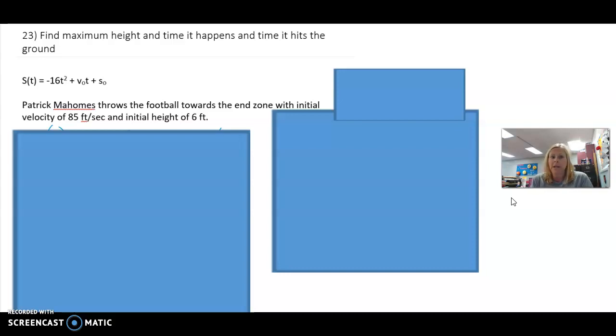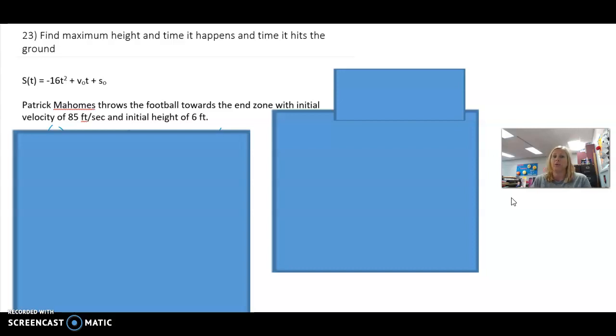Okay, the formula here, remember that I will give you the formula, but you've got to know what all those variables stand for. And our situation is Patrick Mahomes throws the football towards the end zone with initial velocity of 85 feet per second and an initial height of 6 feet. All right, so see if you can answer these questions.